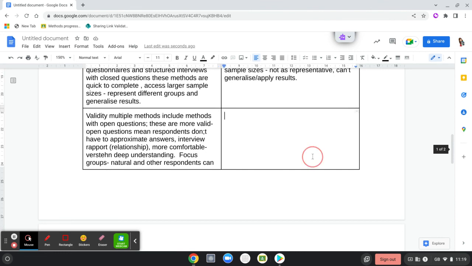So, on my evaluation side for validity, I'm going to say, however, if as part of those multiple methods they are all interviews, there's still an issue with an interviewer effect, where the researcher's characteristics can have an impact on the validity.